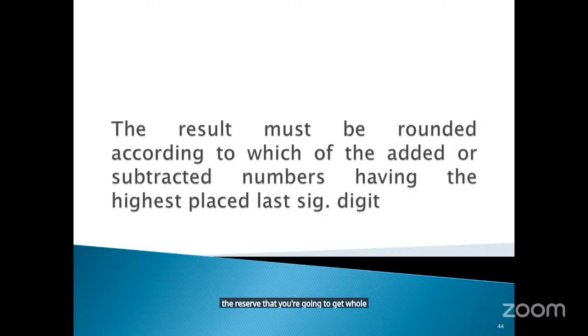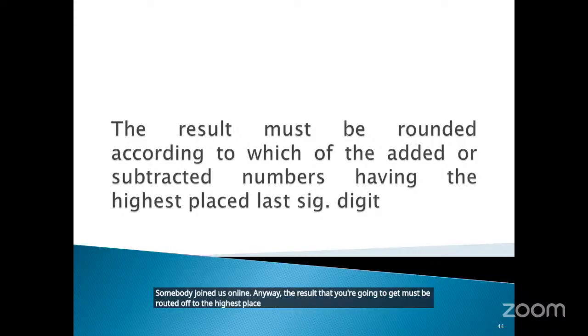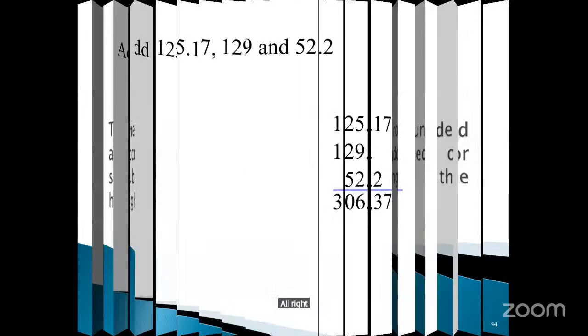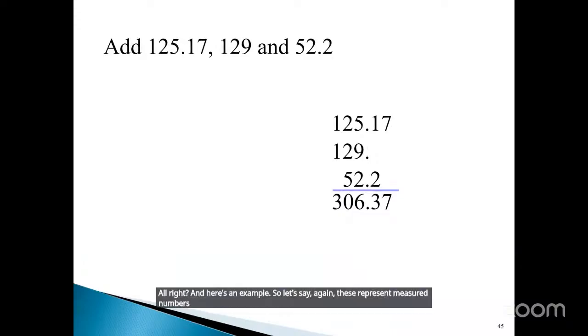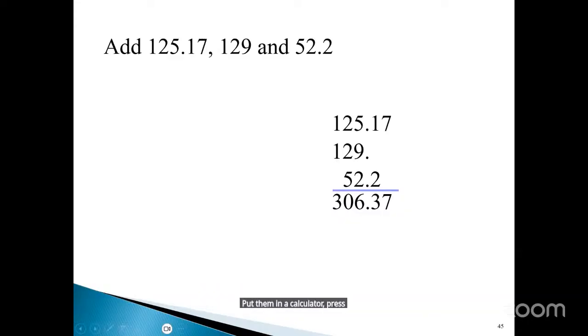Anyway, the result that you're going to get must be rounded off to the highest place, last significant digits. I'm going to make it simple for you. Basically, you round off to the lowest number of decimal places. All right? And here's an example. So let's say, again, these represent measured numbers, and you add them up, right? Put them in a calculator, press equal, and this is what you get, 306.37.